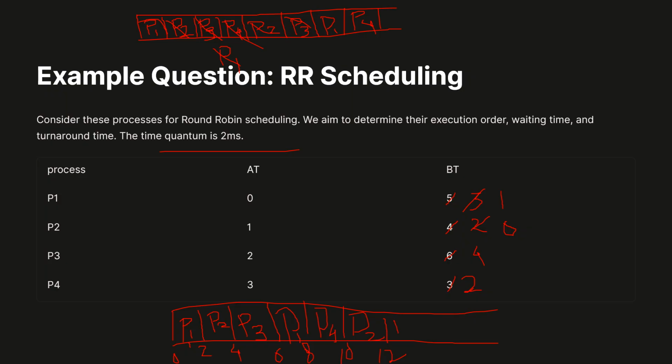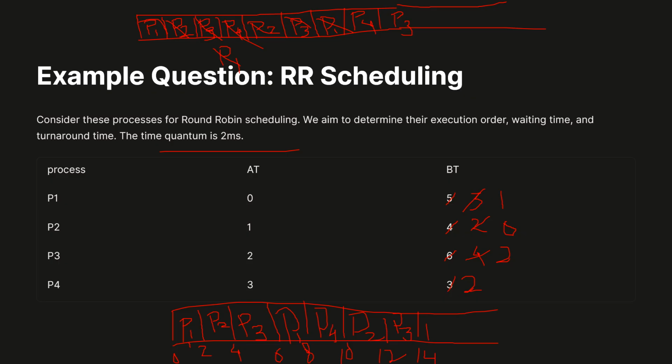P3 will execute for 2 seconds again, so it will be 14, and this will be 2. And P3 will again wait for its next turn in the ready queue. So it's P1's turn again, and P1 is remaining with only 1 second, but we can see the time quantum is 2. So what will happen? The process will be executed for its remaining 1 second, not for 2 seconds.